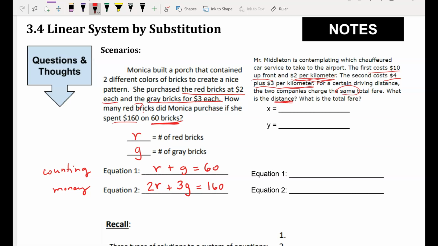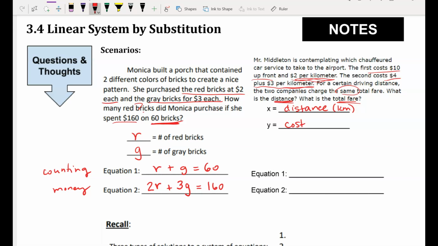These are the things I'm looking for: distance and total fare, which means cost. So that's what my variables are going to represent. You can use any letters that you want, but it's important that you identify them so you don't forget. I'm going to let x equal the distance, and our distance here is in kilometers. And I'm going to let y equal the fare. I like the word cost better. I understand that better, so I'm going to say cost.